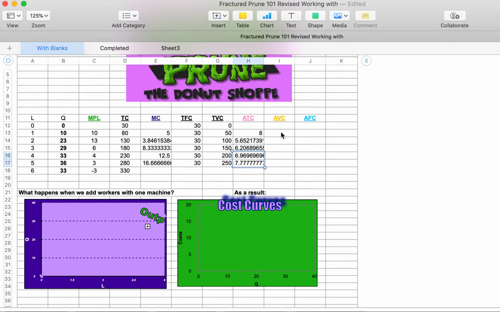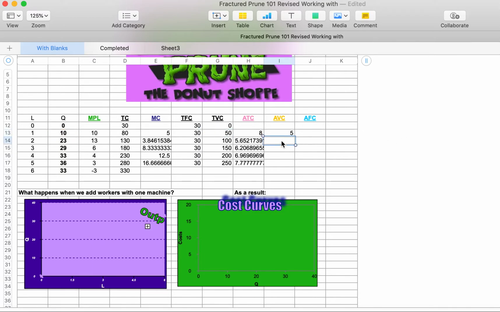Average variable costs. So average variable cost, if you're saying, well, how do I calculate that? Average tells you Q is in the bottom, just Q. This part right here tells you what's in the top, variable cost. So this is equal to the variable cost divided by the corresponding quantity that made it so.